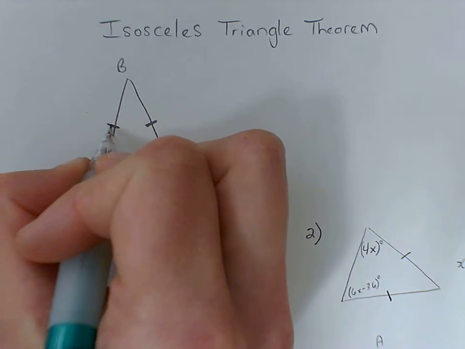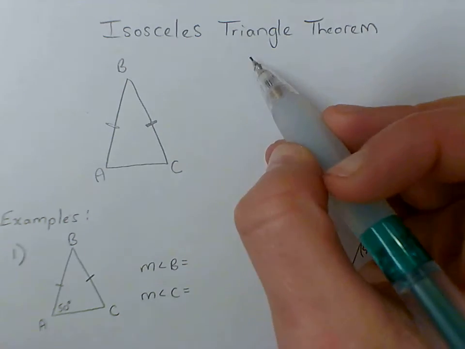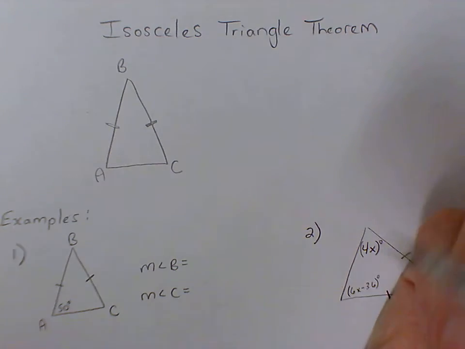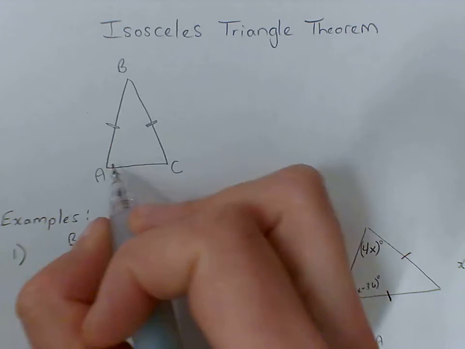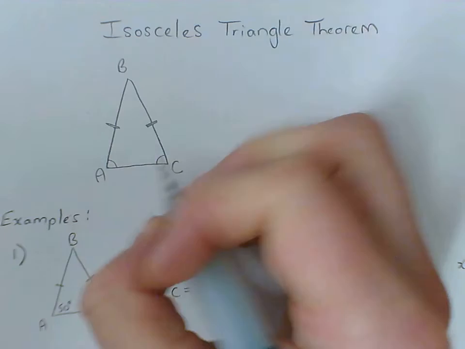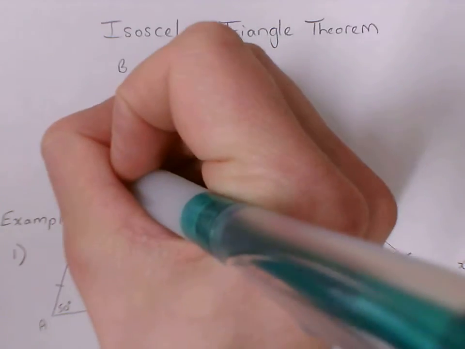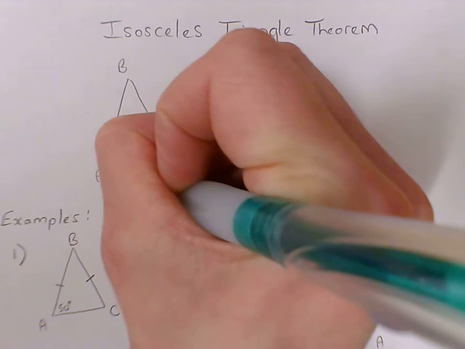So what this theorem says is that if you have an isosceles triangle, then the base angles are congruent, meaning they have the same measure. The angles that are opposite of those congruent sides will also have the same measure. Whatever this angle is will be the same as that one. So your base angles are congruent.